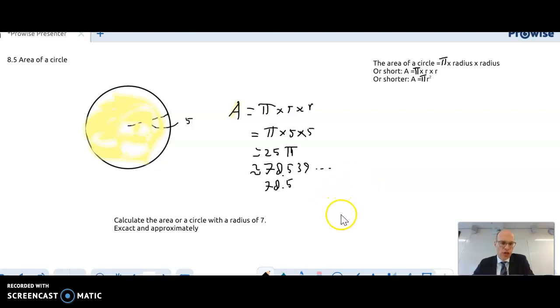Try for yourself to calculate the area of a circle with a radius of 7 exact, so the exact number, and how much that is approximately.